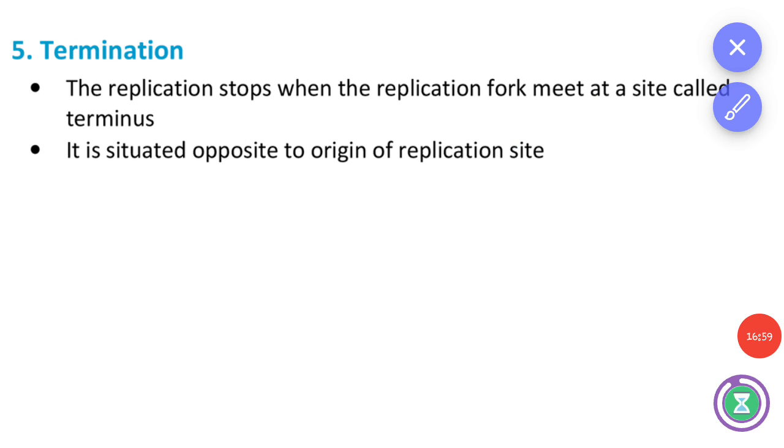And the final stage is termination. The replication stops when the replication forks meet at the site called the terminus, which is situated opposite to the origin of replication site.